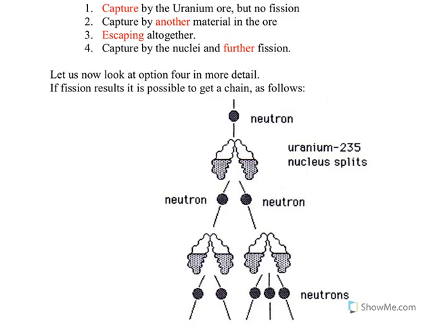Captured by another material in the uranium ore, so it's not going to be pure uranium, there'll be other stuff. Could escape altogether, so it could get out of the uranium ore altogether. Or it could be captured by another nuclei and further fission. And so this last one here, that's the one that we're interested in, because then that sets up the possibility of a chain. And so this diagram shows that.